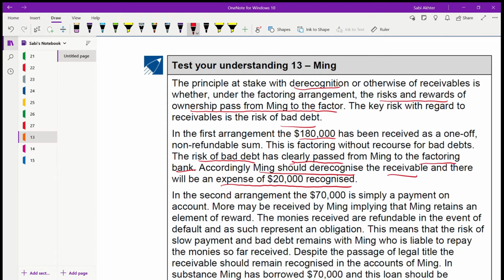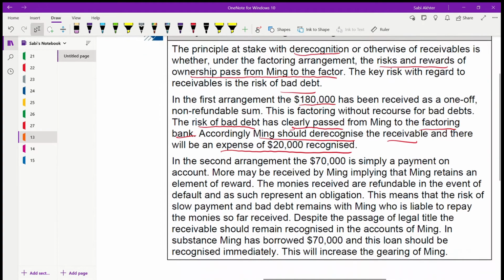Okay. Next, what about the second arrangement? The 70,000 which is received is simply a payment on account, because later you'll be receiving more payment if customers pay on time. So more may be received, right? Later more will be received. The 5,000 will be received by Ming. So in this case, that means Ming is the one who is retaining the element of reward. He will be having that reward in the future, right?